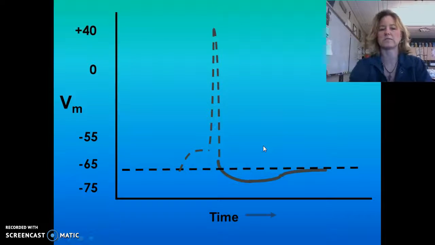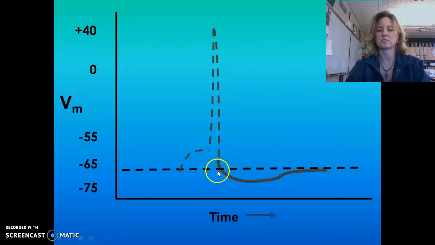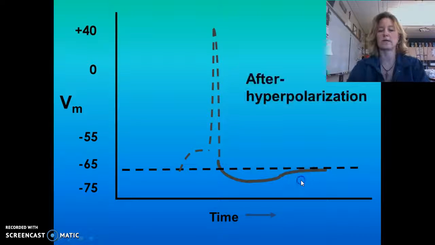And so then what we see is that this graph is going to drop down below where our resting potential was. It's actually going to become more negative than what we really want it to be. And this is what we refer to as hyperpolarization, or it is more polarized than what we started off with.